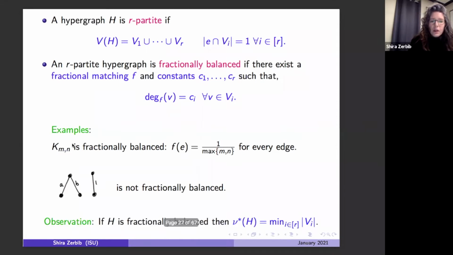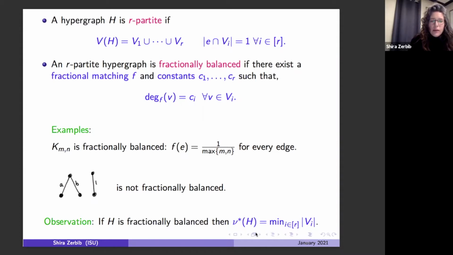Good. So one observation that we are going to use is that if H is fractionally balanced, then the fractional matching number of H is the minimum of the size of the vertex sides. So, for example, here one of these will be m. Say if m is less than or equal to n, then the size of this fractional matching is m, which is exactly this observation.